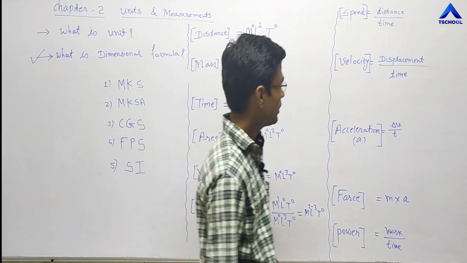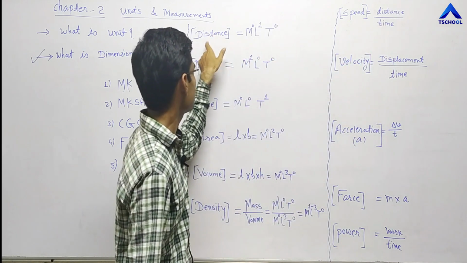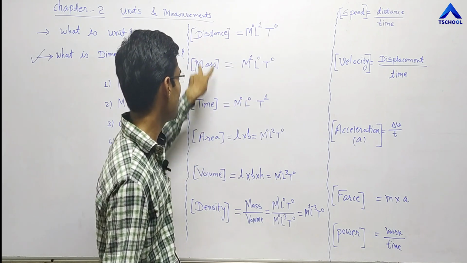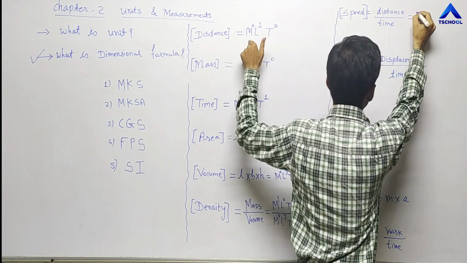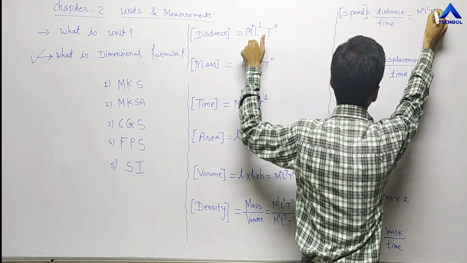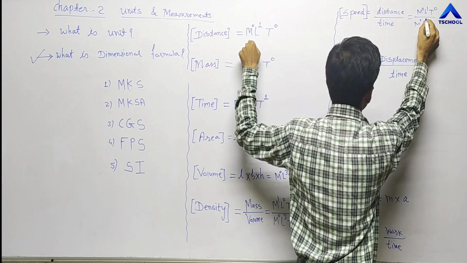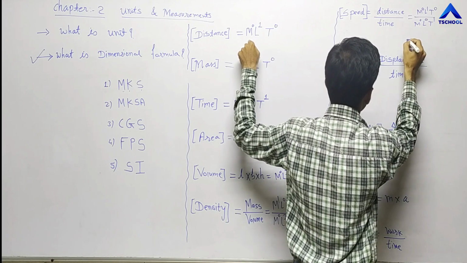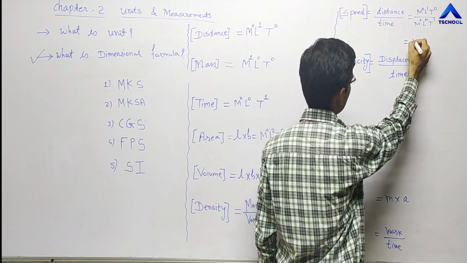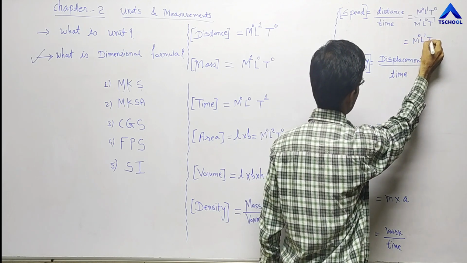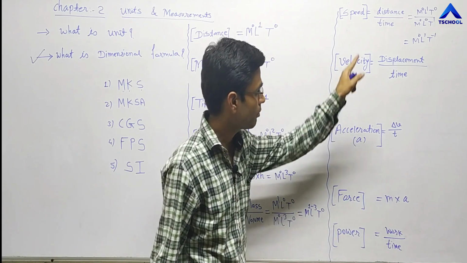Next, the dimensional formula of speed. Speed means distance upon time. Dimensional formula of distance divided by time. The dimensional formula of distance is M0 L1 T0, divided by time, M0 L0 T1. The dimensional formula of speed is M0 L1 T minus 1.